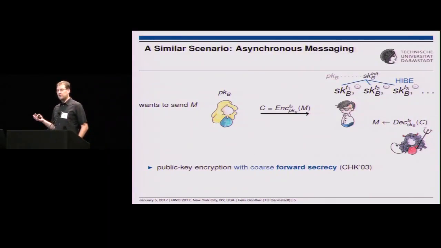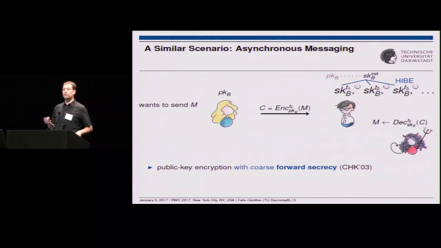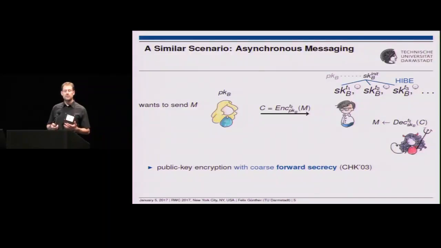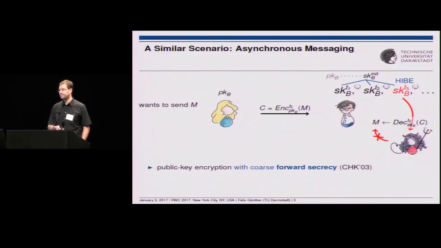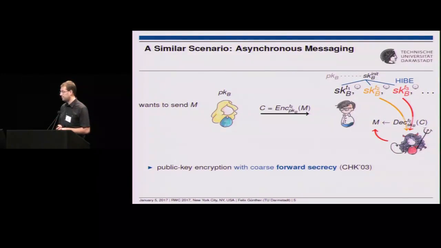Now, already back in 2003, Canetti, Halevi, and Katz showed how to achieve a coarse notion of forward secrecy by employing a hierarchical identity-based encryption scheme in this setting. So for this, you would divide time into some coarse intervals, and then a secret key corresponds to each of these intervals. Now, when an adversary compromises some secret key, this means it cannot decrypt messages from earlier intervals. Still, within the same interval, it can decrypt all your messages being sent. So it's just giving you some coarse-grained notion of forward secrecy.